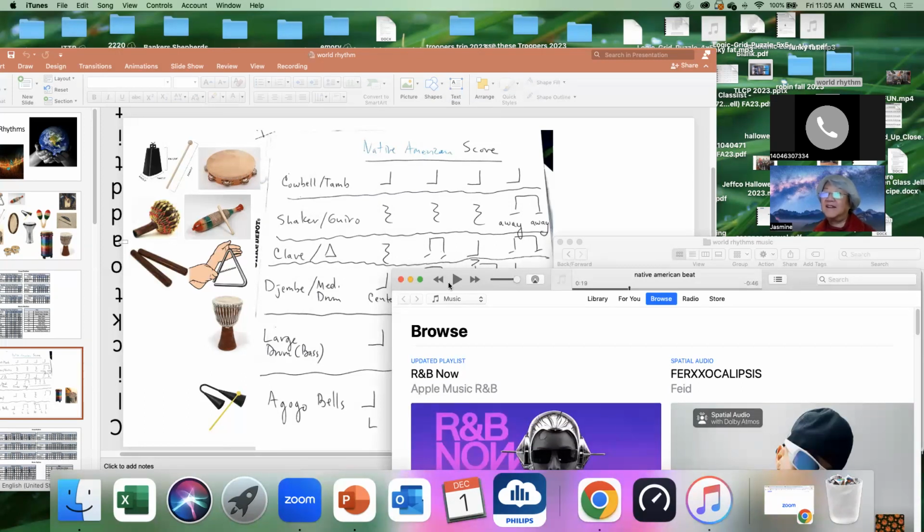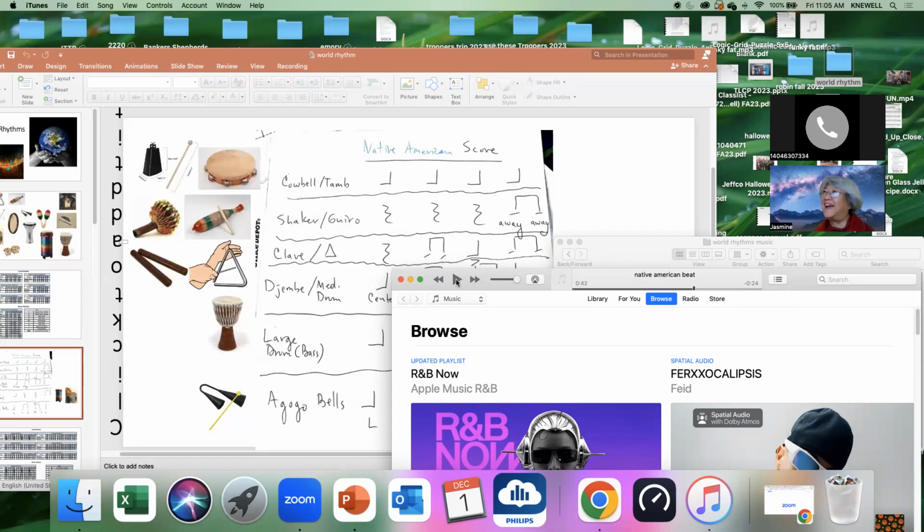Okay, so let's play the music and play along. Feel free to pretend or scrape something or do whatever you got. 1, 2, 3. 1, 2, 3. You get the idea on that one.